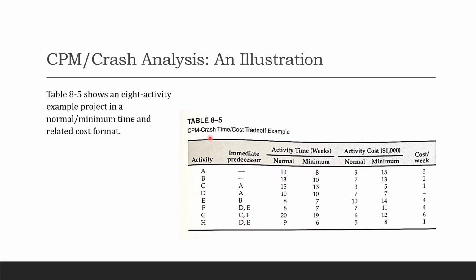So here, CPM crash. Now we are looking at the time-cost trade-off, right? So the table is a little bit different now. When you look at Table 8.5, you can see the 8 activities. Why is it 8? Because you just count right here: 1, 2, 3, 4, 5, 6, 7, and 8.